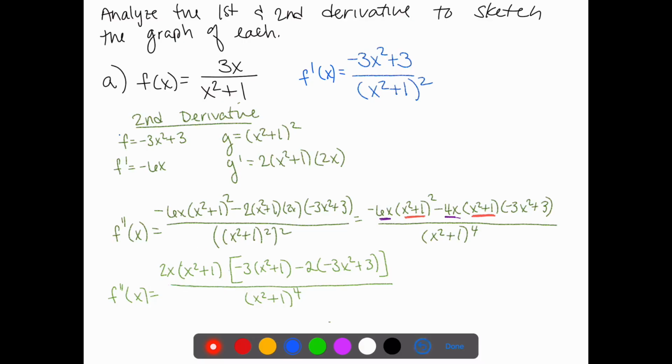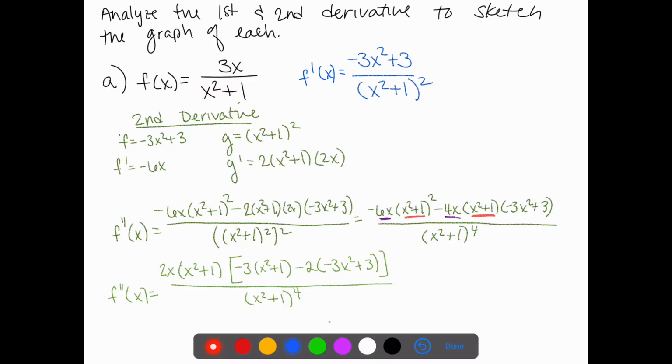And then the first term, we're just left with the negative 3. And if we took one of those (x squared plus 1)'s out, we just have one of them left. So first term, I'm left with a negative 3 (x squared plus 1). Second term, when we take the 2x out of the 4x, we're left with a 2. So that's why I wrote down minus 2. We take the x squared plus 1 out, we're just left with the minus 3x squared plus 3. And then I haven't done anything to the bottom, it's still (x squared plus 1) to the 4th.